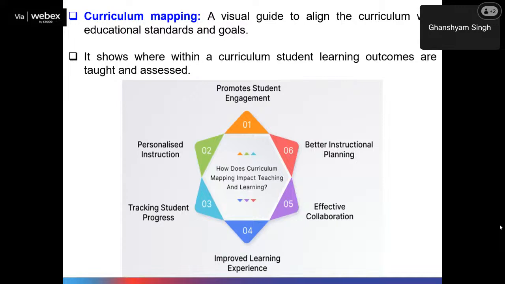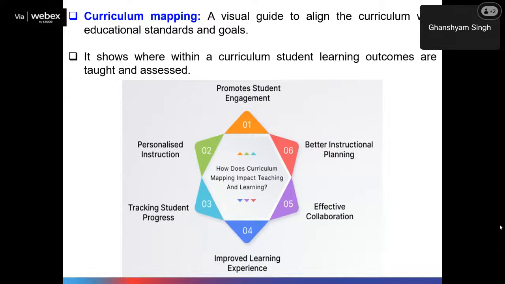We need to define our curriculum in a way that whatever standards and goals we have set, they should match and have a connection with the curriculum. And that curriculum mapping shows where within a curriculum students' learning outcomes are taught and how they are going to be assessed. So how does curriculum mapping impact teaching and learning?